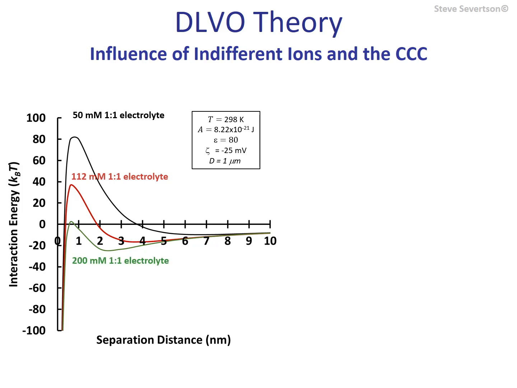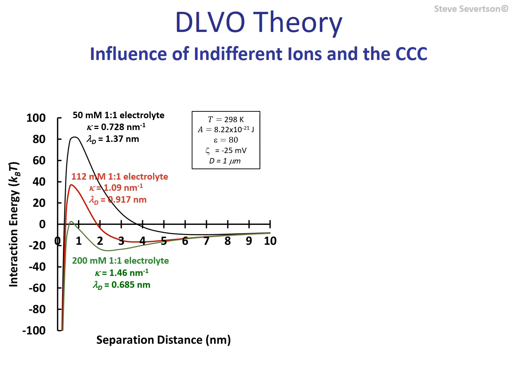This increases the Debye-Huckel parameter first by 50% and then up to 100%, decreasing the Debye length from 1.37 nanometers down to 0.685 nanometers, cutting it in half. In other words, adding indifferent ion decreases the thickness of the electric double layer. Compressing the EDL results in a steady drop in the barrier to aggregation, promoting more rapid destabilization.